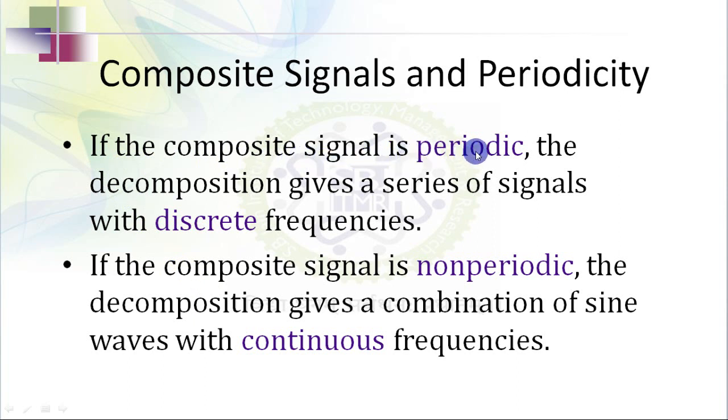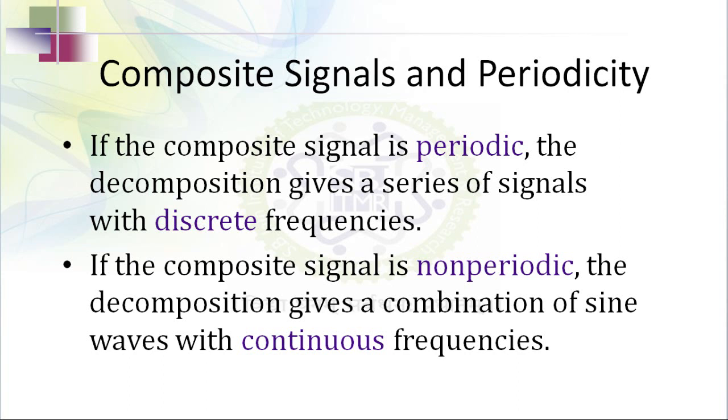Ab isme generally do type ke signals aate hain. One is the periodic and another one is the non-periodic. So in the periodic, the amplitude is same. Jab bhi hum log periodic signal ki baat karenge to usme amplitude same hoga and non-periodic mein एम्पलीट्यूड सेम नहीं होता है. वो आगे हम लोग डिस्कस करते हैं इसको.